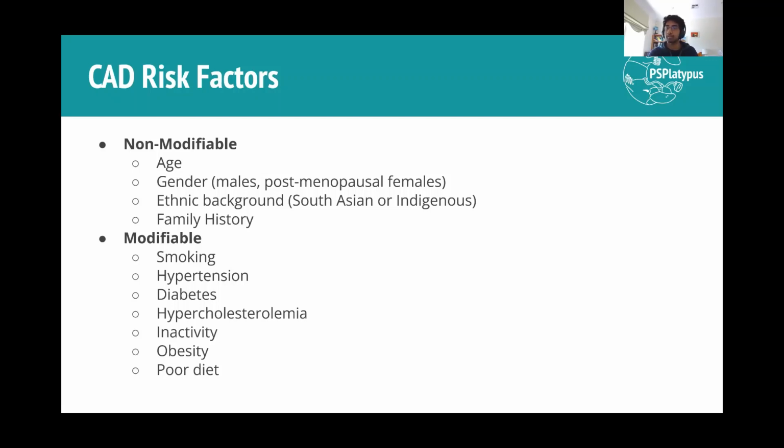Modifiable risk factors, a lot of these you'll recognize by now. Looking at a lot of conditions, you're starting to see that there are many shared risk factors, especially for cardiovascular conditions. The almost classic ones are hypertension, hypercholesterolemia, smoking, and diabetes, all really textbook. Beyond that, we also have inactivity, obesity, and poor diet, and they all feed into the same thing. These are the same risk factors that lead to atherosclerosis in general. So CAD, which is basically just atherosclerosis in a particular place, is at a heightened risk when these things happen. Okay, that's pretty much all.